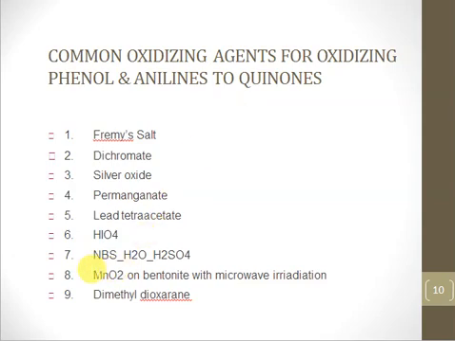You may also use manganese oxide, and when you use manganese oxide, then you have to use bentonite, right? Bentonite is the support on which manganese oxide is dispersed, and such reactions work in the presence of microwave irradiation, right? So you can use this manganese oxide dispersed on bentonite with microwave irradiation, and under these conditions you can convert these anilines or phenols into quinones. Otherwise, you may also use dimethyldioxirane. So these are the reagents which are commonly used to oxidize phenols and anilines to quinones.